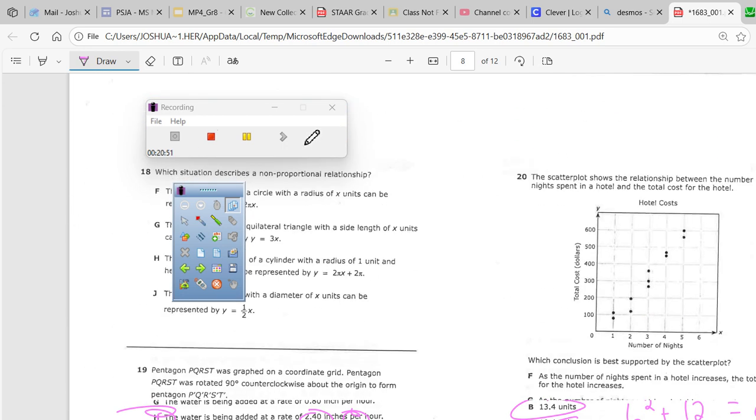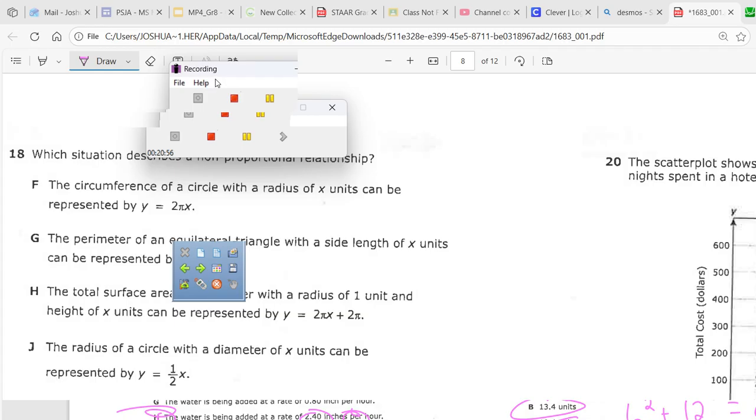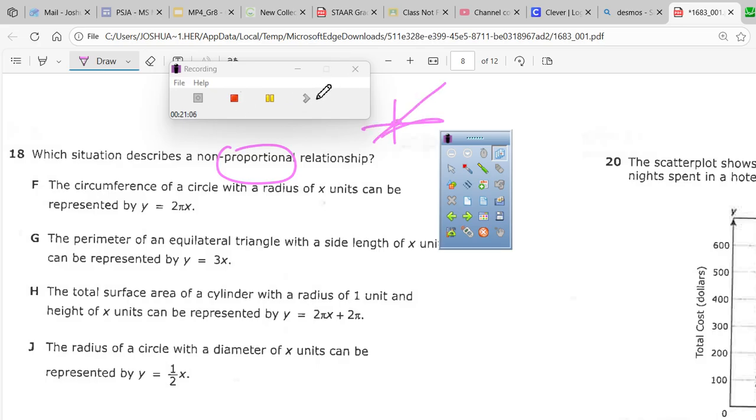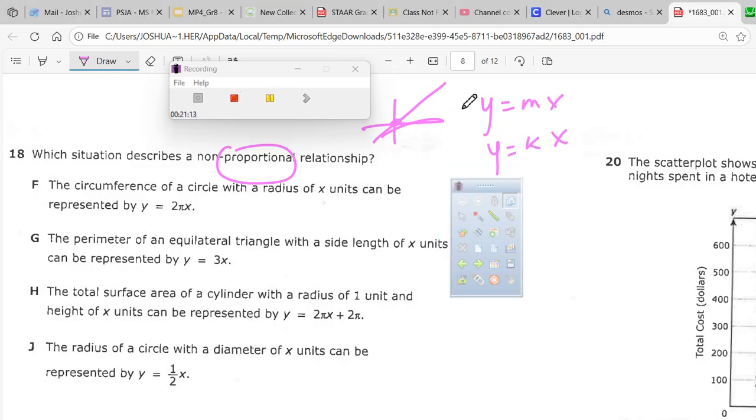Okay, so non-proportional, let me see, coming over here. Okay, so all this is saying non-proportional of that. So remember the idea of proportional. Proportional means it goes to the origin. It goes to the origin. And that was y equals mx, also known as y equals kx. Okay, there's no plus 0 here, no plus 0 here. It doesn't have anything else. It's just this right here. Okay, it's just this or this.